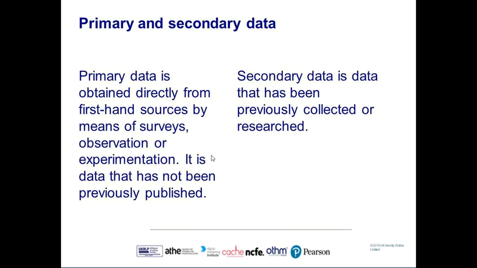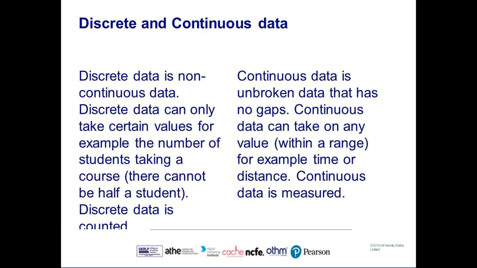Okay, data can be primary and secondary. Primary data is first-hand information, not available in the public domain. It's only the first time we are collecting it, for certain purposes. Secondary data is data that is already published, normally available in the public domain, and many people have already used it. Okay, so discrete and continuous data.